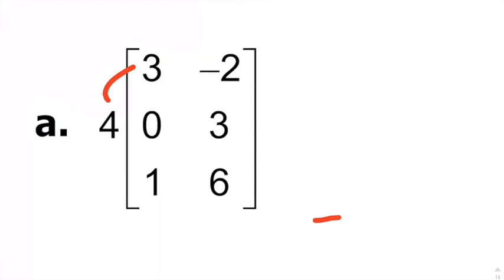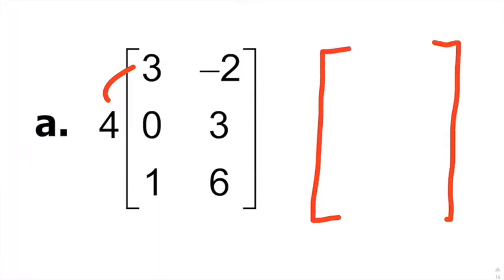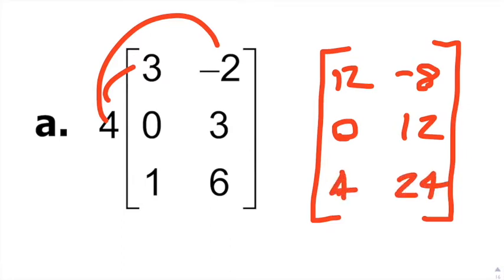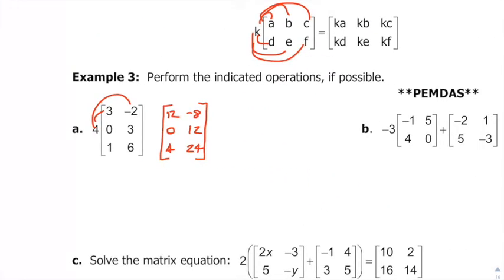So you've got a lot going on, just a lot of mental math usually with these. 4 times 3, that's 12. 4 times negative 2, that's negative 8. 4 times 0, anything times 0 is 0. 4 times 3 is 12. 4 times 1 is 4. And then 4 times 6 is 24.